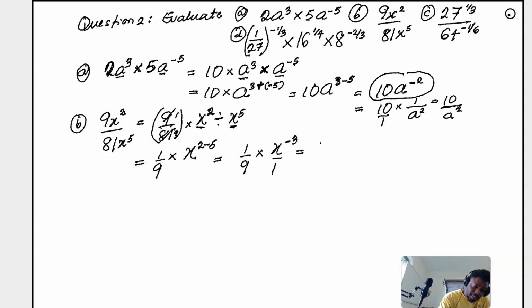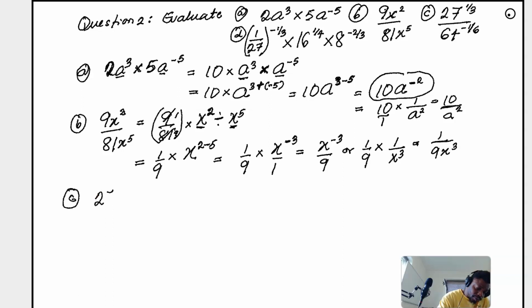So remember, this is over 1. So I can say this is x raised by minus 3 over 9, or I can say 1 over 9. Remember, minus on the power means 1 over. So I can say x raised by 3 here. So this is 1 over 9x raised by 3. Easy. Now, let's take question C.